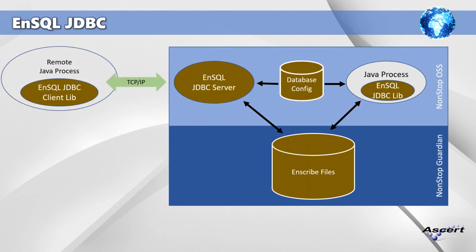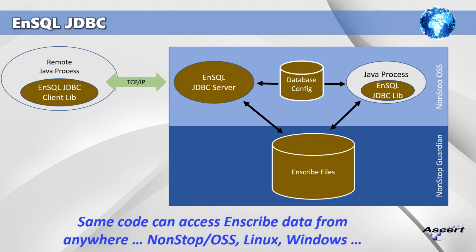Our final feature to mention is JDBC support. Using our provided library, all of the features we just discussed can be programmatically accessed via JDBC clients. This can be from any Java-supported platform, the OSS personality of Nonstop, as well as Linux and Windows. So this slide shows how we can have both local Java JDBC processes using EnSQL to directly modify the EnSQL data, as well as remote Java processes using our EnSQL JDBC library and server process on the Nonstop to do the same thing.